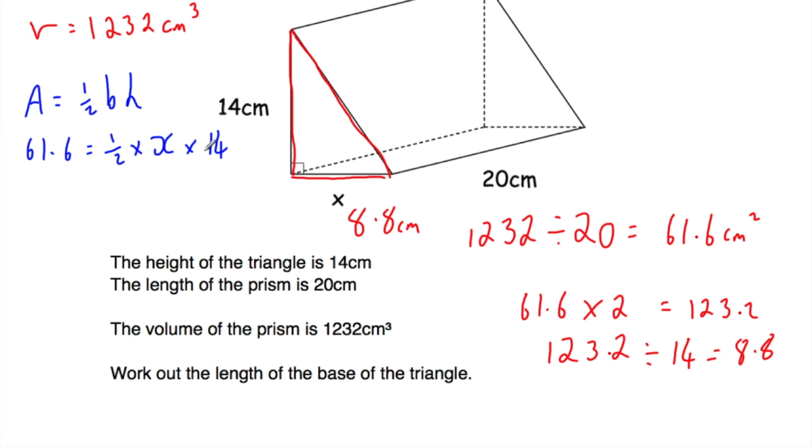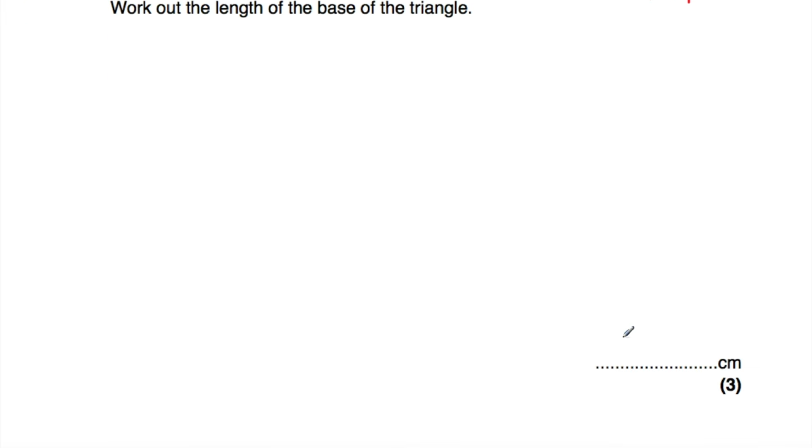There's a few different ways you could solve this equation. You could get rid of the half by timesing both sides by 2, and then get rid of the 14 by dividing both sides by 14. And again, you'll get x equal to 8.8. What I probably would do is, if I was given this equation, I would do a half times 14, which is 7. So I get 61.6 is equal to 7 times x, and then divide both sides by 7. And again, you'd get x is equal to 8.8. So that means the length of the base of the triangle is 8.8 centimetres.